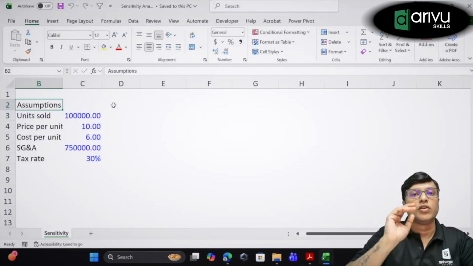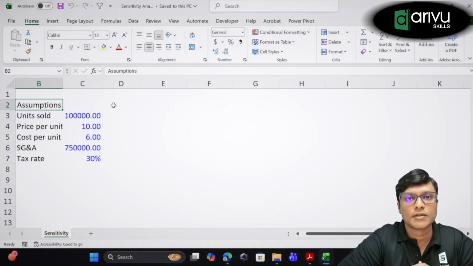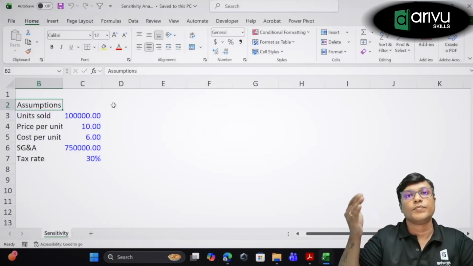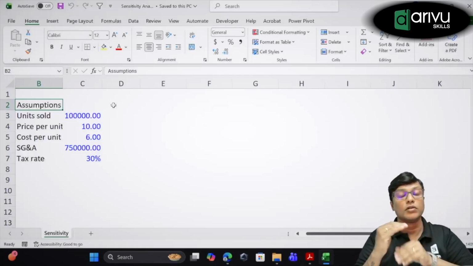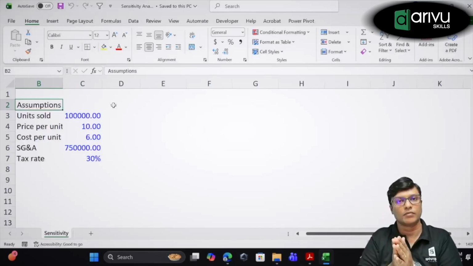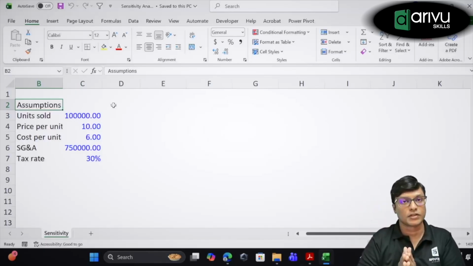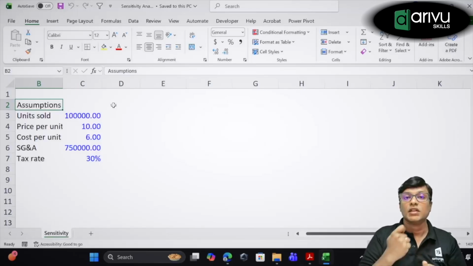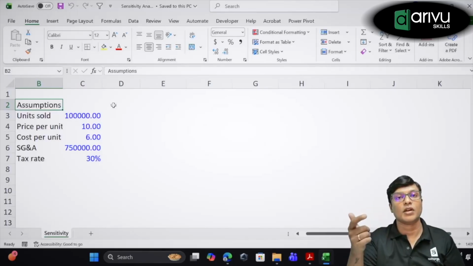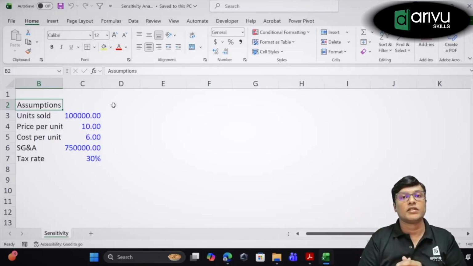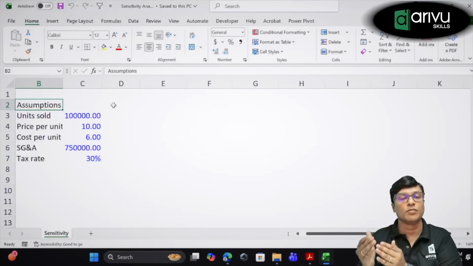So let's say due to the current market conditions, if there is a change in the selling price per unit, or if there is a change in the cost per unit, how does it impact the overall market conditions? How does it impact the profits? Such analysis we do in the scenario and sensitivity analysis. Under the sensitivity analysis, either one variable or more than one variable can change simultaneously. Whereas under the scenario analysis, multiple variables always change in a given scenario.